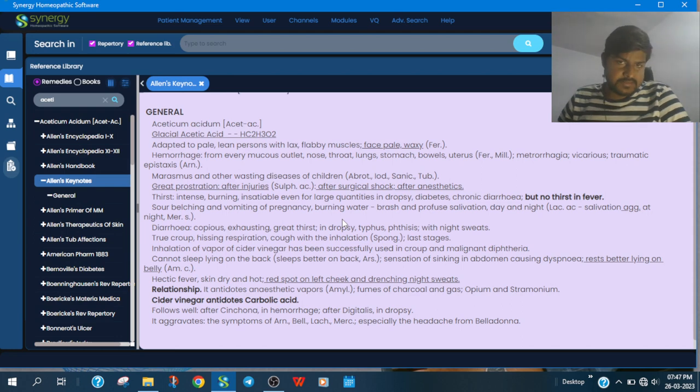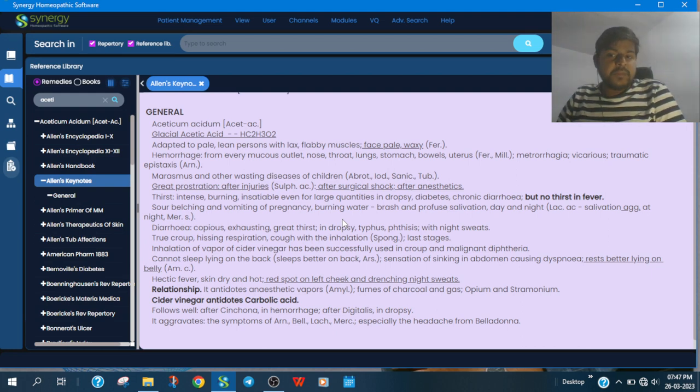If you got this symptom, please comment in the section, and tell me which medicine, which book has this symptom. Sensation of sinking in abdomen, all gone sensation is different, and sinking in the abdomen is different. Causing dyspnea, rest better lying on belly. There is one medicine written, Ammonium carb. Ammonium carb has rest better on belly, ameliorated on abdomen. I hope it is written in this. No, it is not written here. But if amelioration is on the abdomen, then acetic acid.